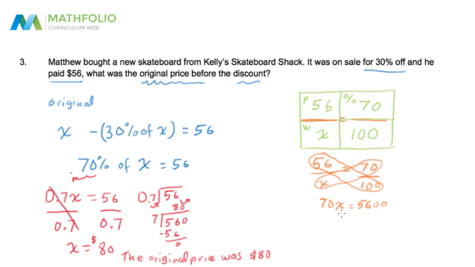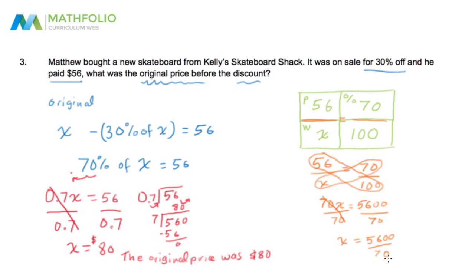Now, to get X on its own, we would divide by the coefficient. In this case, it's 70. Do the same to both sides. And so the 70s cancel, and we're left with X equals 5600 divided by 70.